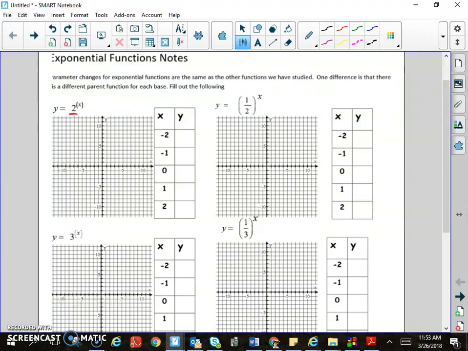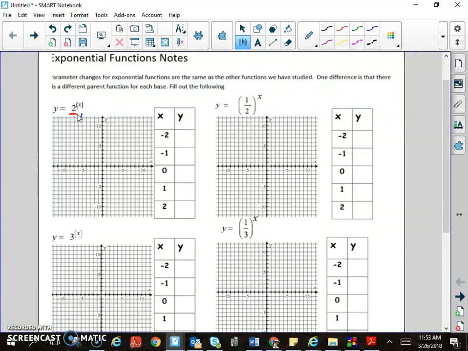So it has a base of 2. That's going to give you an idea of how to set up the Y column for these. To fill out the table, you just take your base and you raise it to each of these numbers. So they're going to give you different outputs. So let's just start with 0 since that's the easiest one.